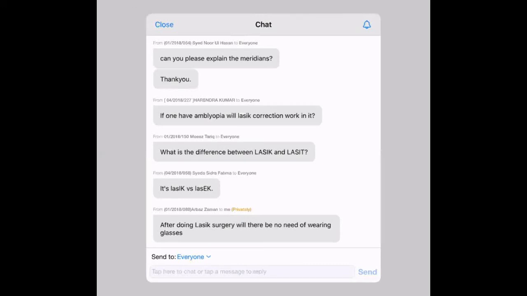So LASIK surgery is not done on all cases. Since it's the correction of your corneal curvature, it's only advisable for people who have corneal pathology. Otherwise, if there is anything to do with your lens, retina, anything else, LASIK is not advised.